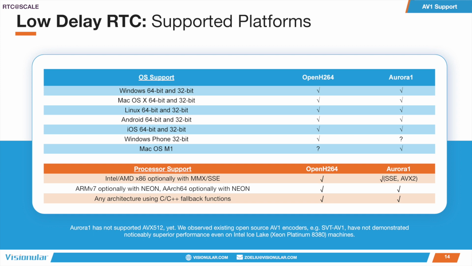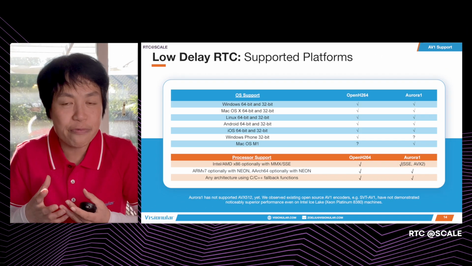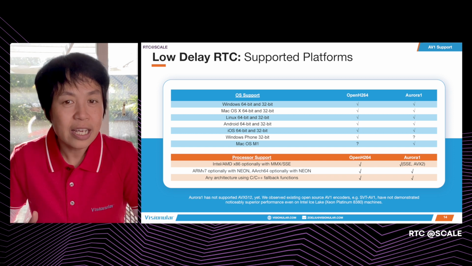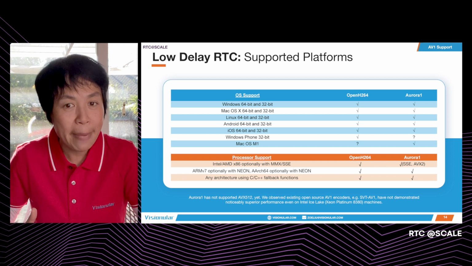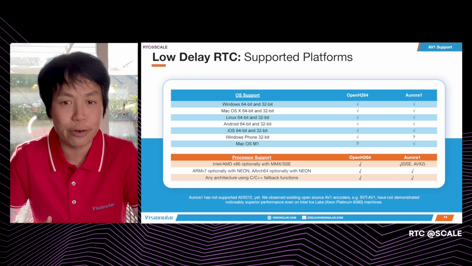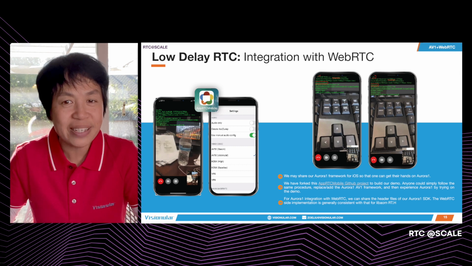And on top of it, we show that the Aurora1 Encoder SDK can have a relatively small size. Right now, it can be significantly smaller than 1 megabyte, so that makes it possible to deploy over the mobile platform. We have even integrated Aurora1 with the WebRTC platform already. So it's relatively easy to integrate our encoder SDK with WebRTC to make it ready to be deployed over the mobile platform.